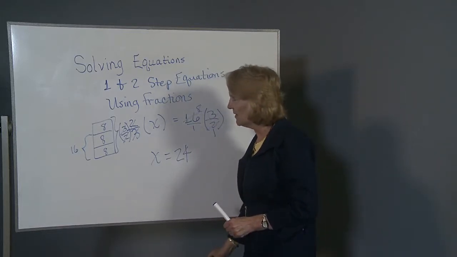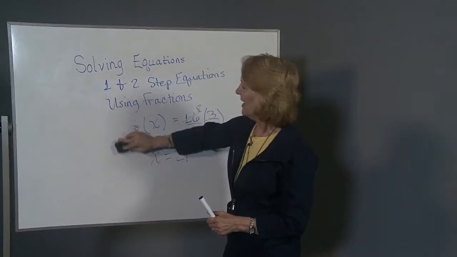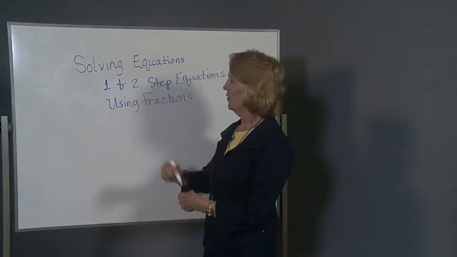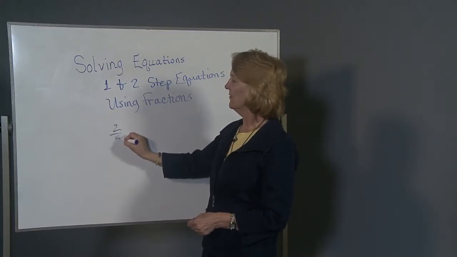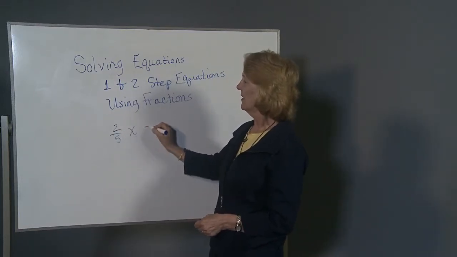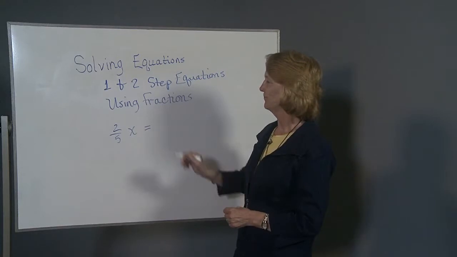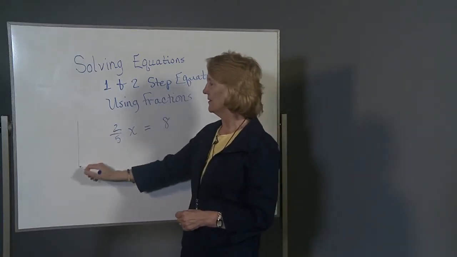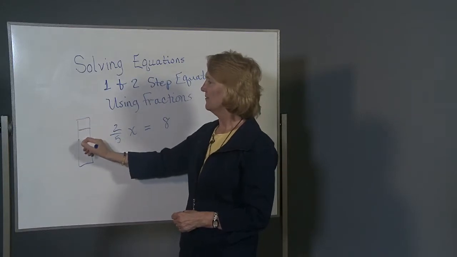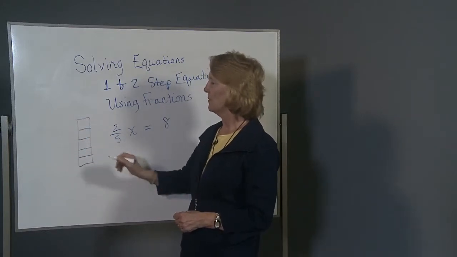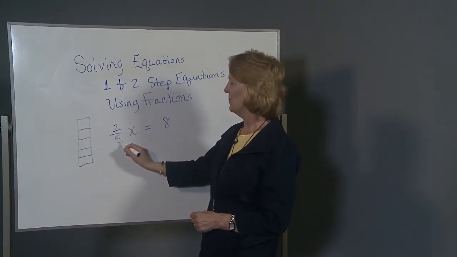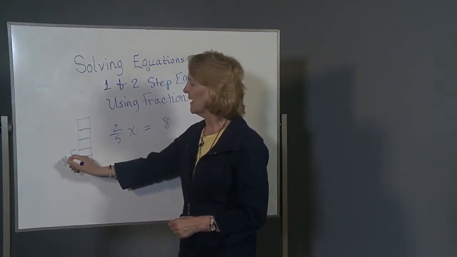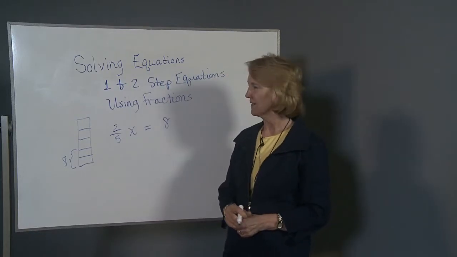Let's do another one. What if you had 2/5 of a number equals 8? That means you had 5 parts. You don't have to be a real good drawer. They don't have to be perfect. But 2 of the parts makes 8. So 2 of these parts make 8. How big was each part?